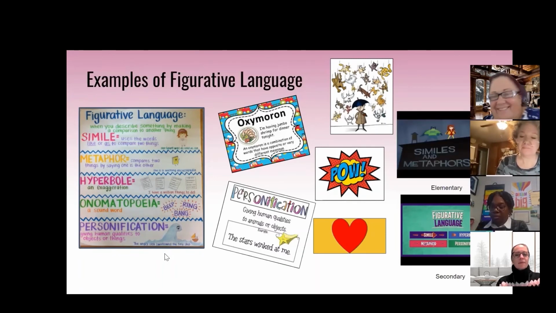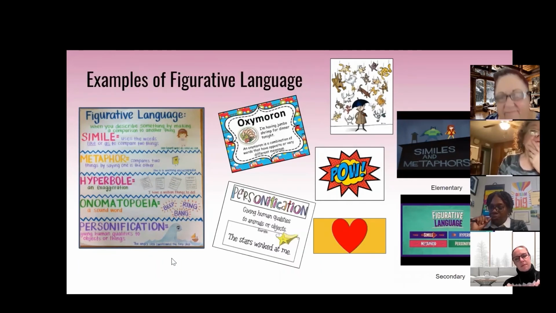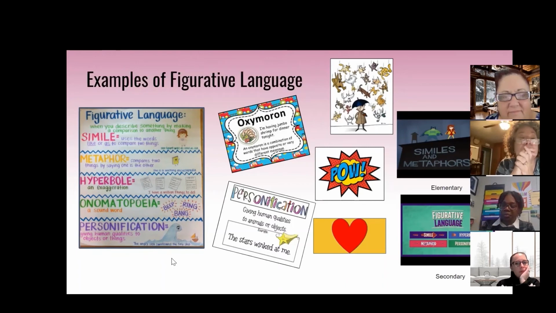One is for elementary, one is for secondary. There's a ton on the internet in terms of looking for really good examples to help support instruction and understanding of figurative language. So I just put two there just so that you have an idea, but I'm sure you could search Google, search YouTube, and there are a bunch out there.